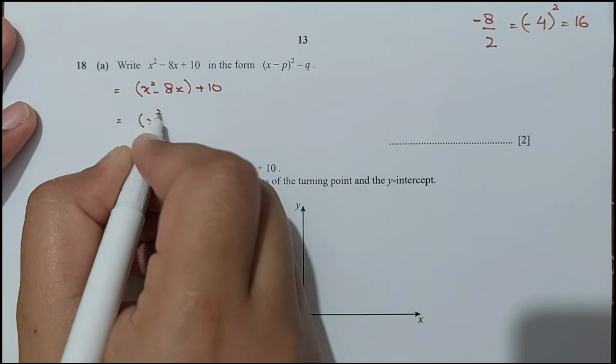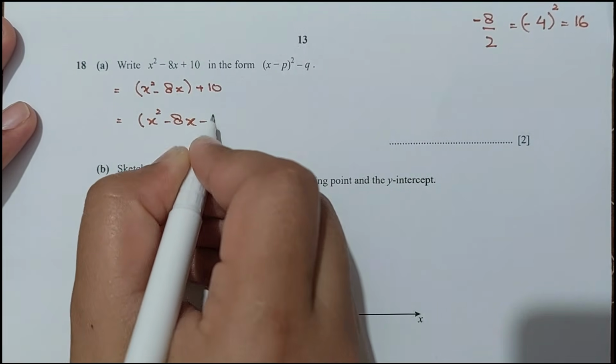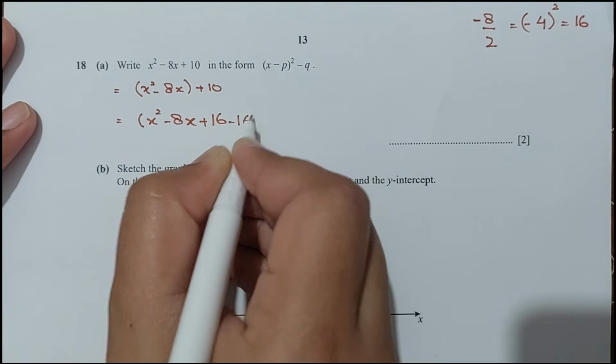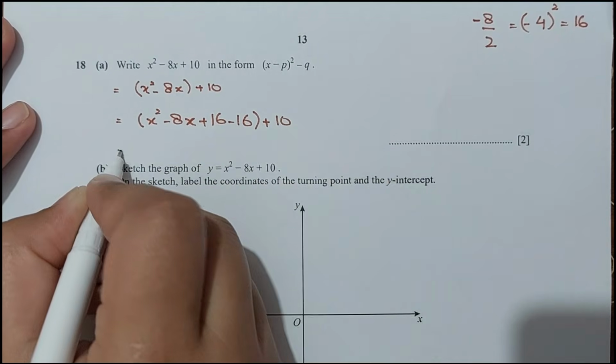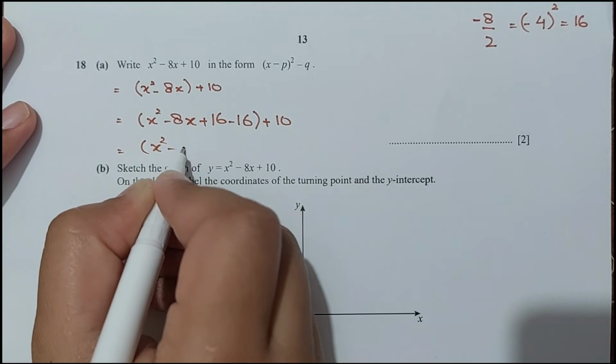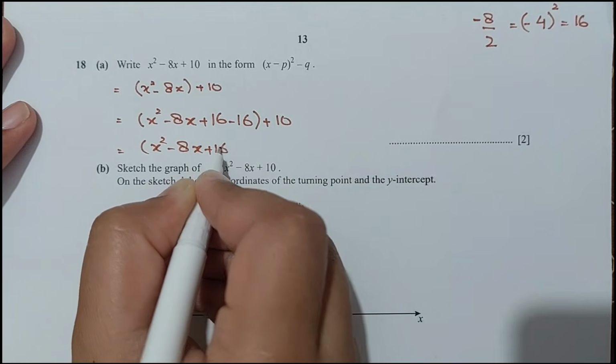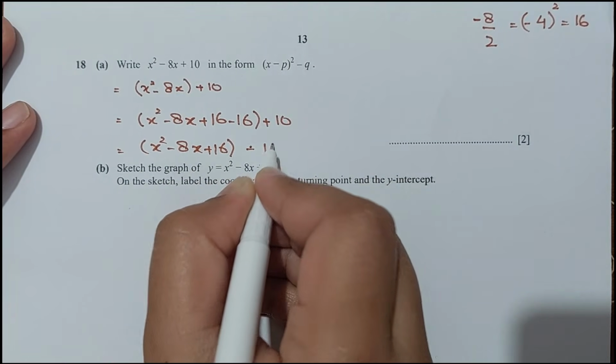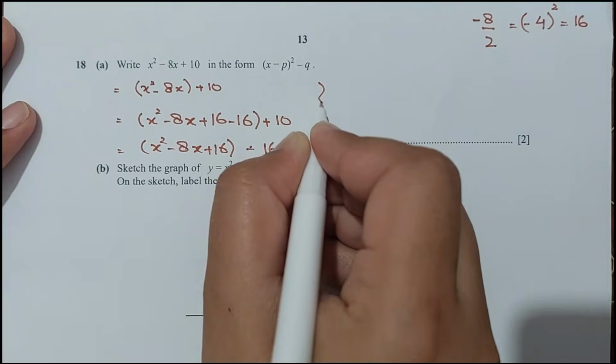Now you have to add 16 and subtract 16 inside the bracket. Plus 16 and minus 16 and plus 10 is as it is. Now combine the first three terms, x square minus 8x plus 16. And the rest of the terms are minus 16 plus 10.